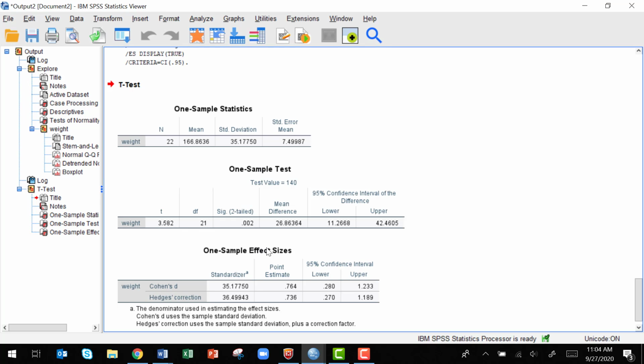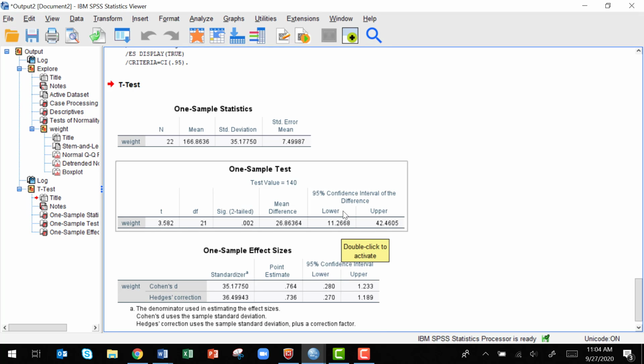So now it goes back to my output, and so I can look at this data. Now if I want to interpret this data, here are the statistics. I have my numbers, the population of my sample. I have my mean, my standard deviation. And then I can again see specifically on my t-test and my sample effect sizes.